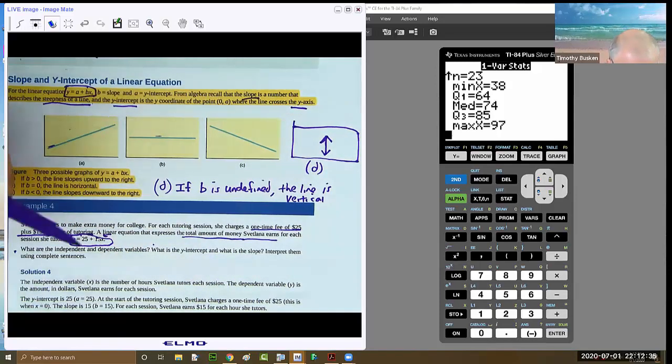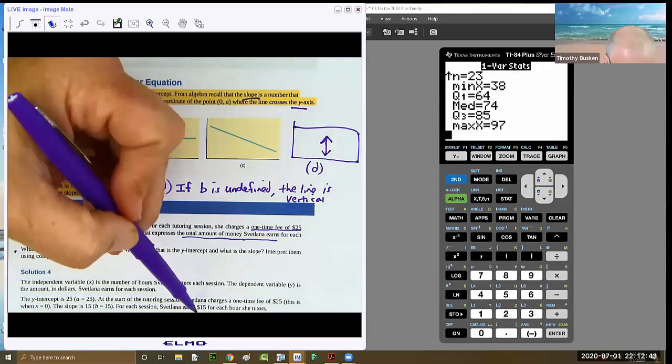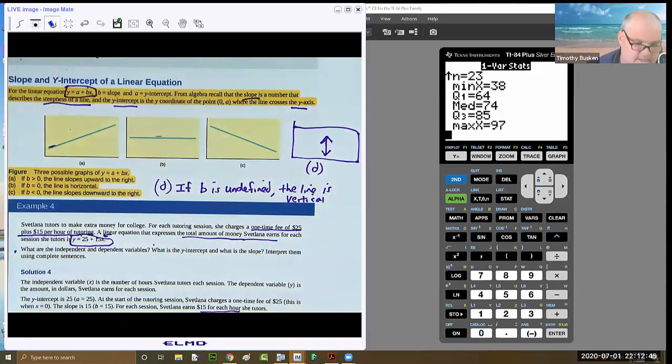And of course, we know the slope is the number next to x, which is 15. This is a rate, and the rate here is $15 for each hour that she tutors. So that's a brief tutorial about linear equations.